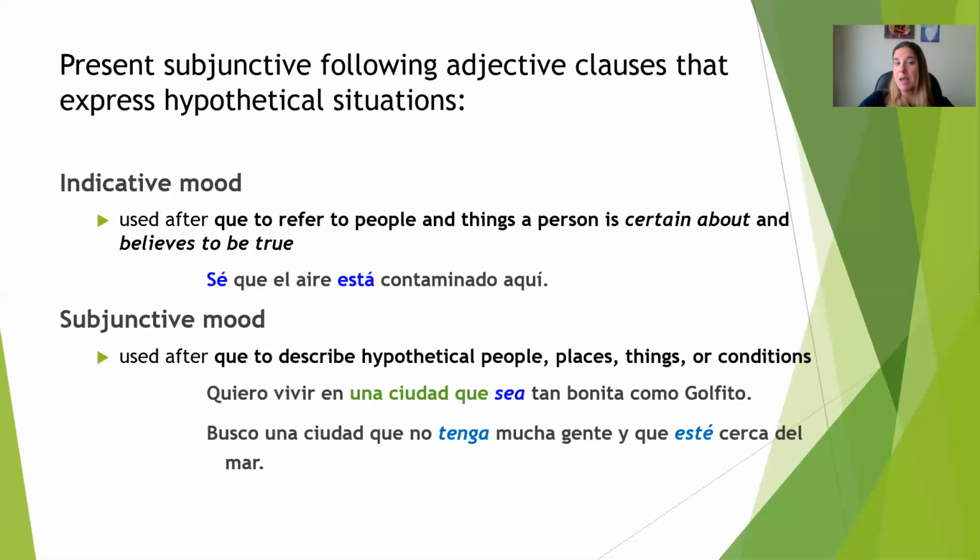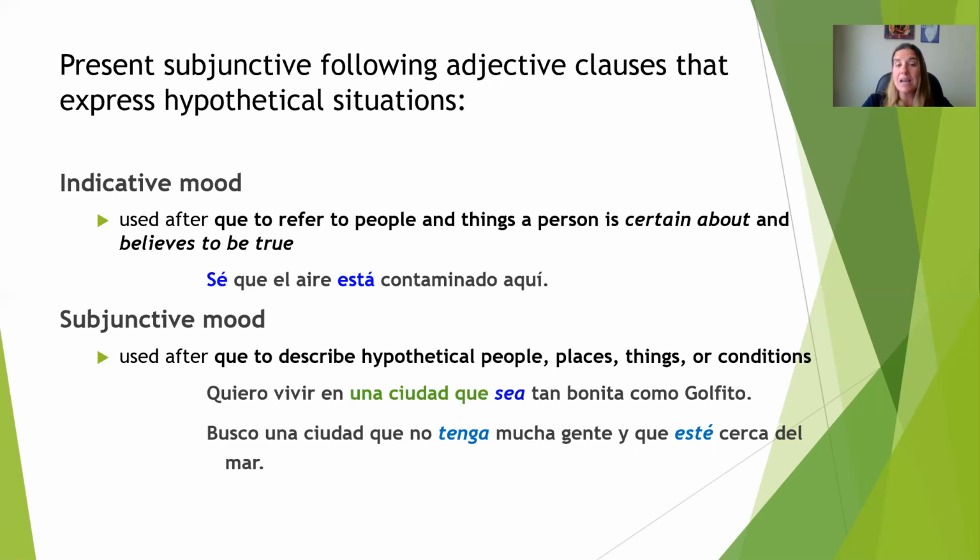Adjective clauses that express hypothetical situations. So this is where it's going to be like that if only we're not sure. A hypothetical situation is when we're not sure if this thing really exists. So it's hypothetical. So we use the indicative mood to refer to people and things that a person is certain or believes to be true. Again, this is entirely dependent on how the speaker feels about what they're saying.